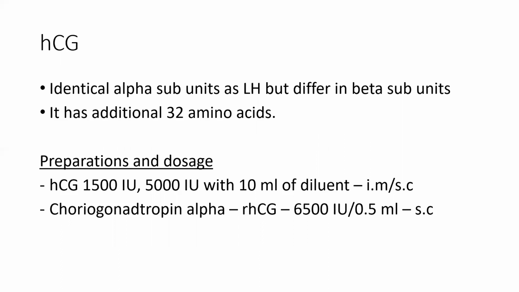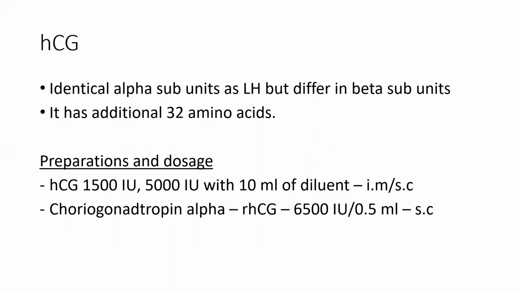And the preparations and doses of the human chorionic gonadotropins, it is available as 15,000 international units and 5,000 international units along with the 10 ml of the diluent. And the route of administration of human chorionic gonadotropins is intramuscular or subcutaneous.